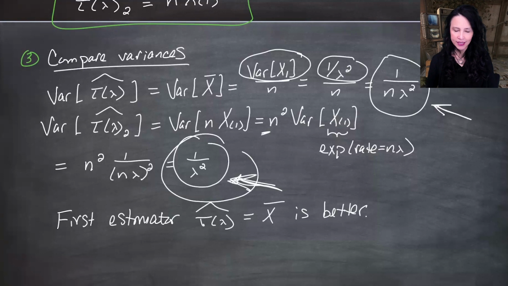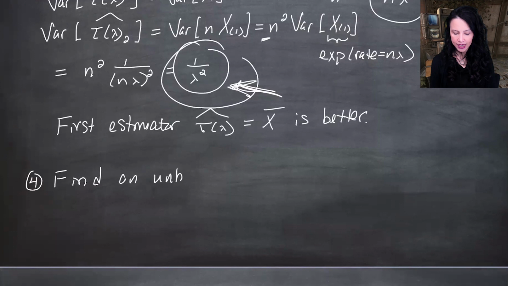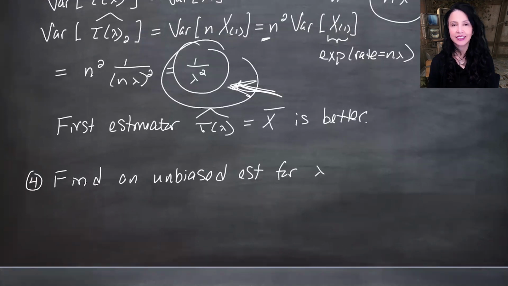Okay, let's make this more interesting. So for part 4, now I want to go for lambda. I want to find an unbiased estimator for lambda. This is no longer the mean of the distribution, so the sample mean is maybe not your go-to thing.